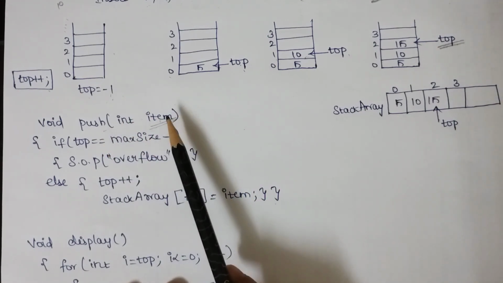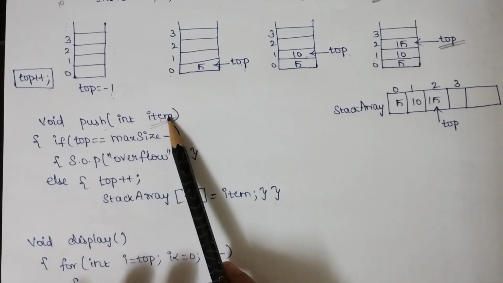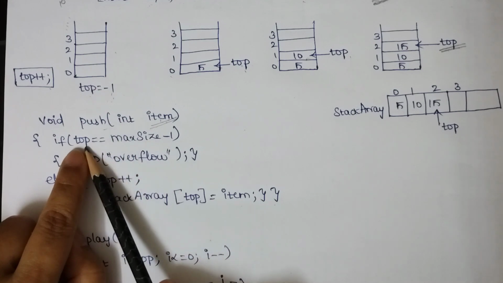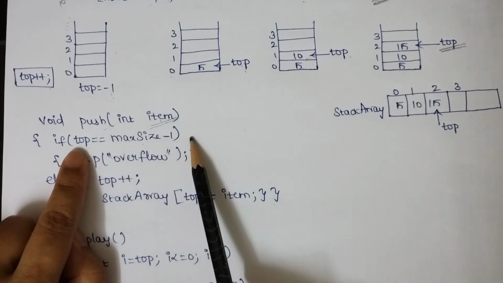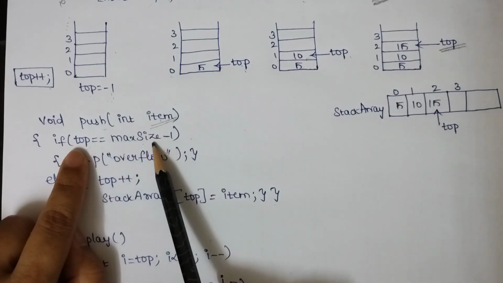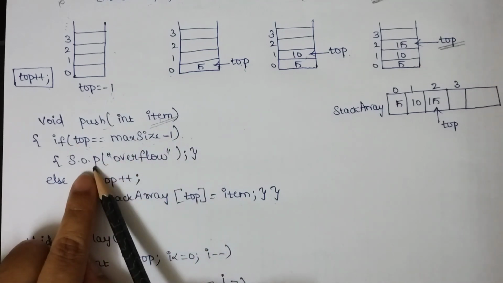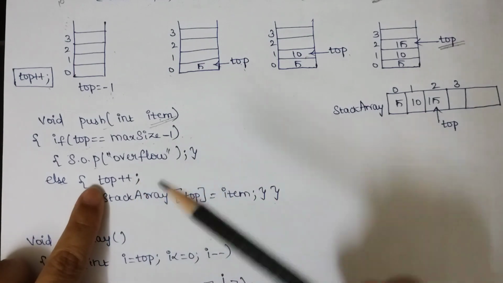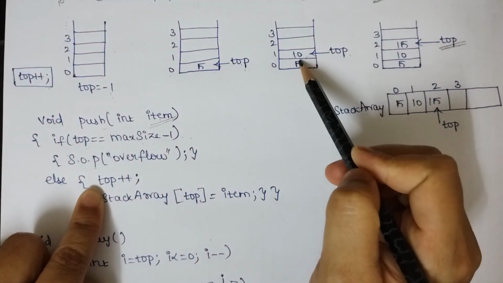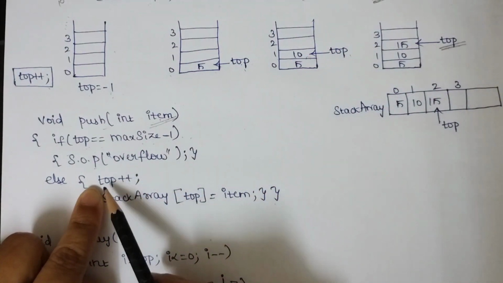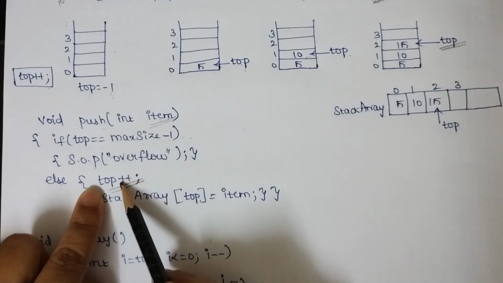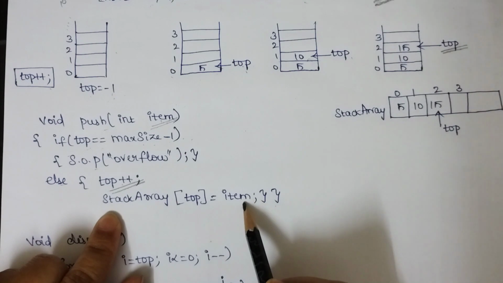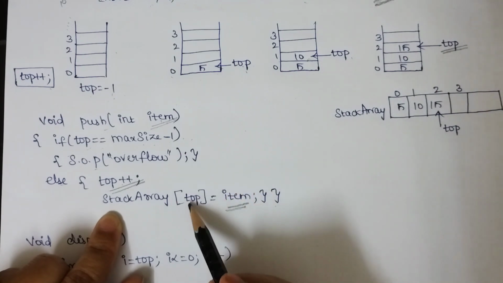So this is my parameter input for this push operation. The first condition I need to check here is whether my stack is full, that is whether the top reaches maximum size -1. If the top reaches maximum size -1, then you should print it is an overflow condition. Otherwise, as I told, whenever you are performing insertion, the top value gets incremented. So you need to increment the value of top first. After incrementing the value of top, you will be inserting the new item into that top position.